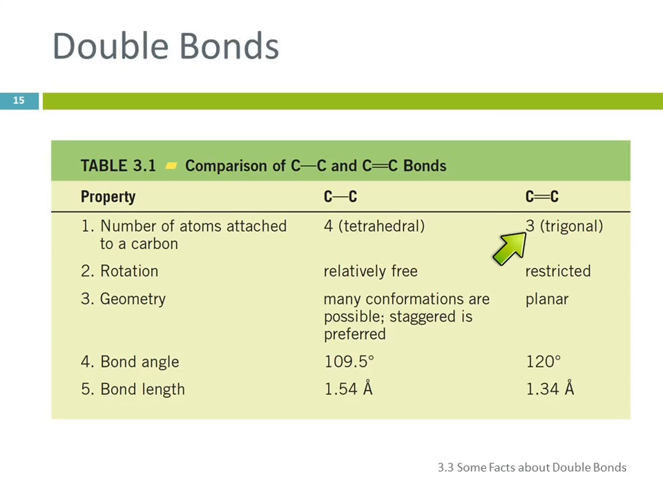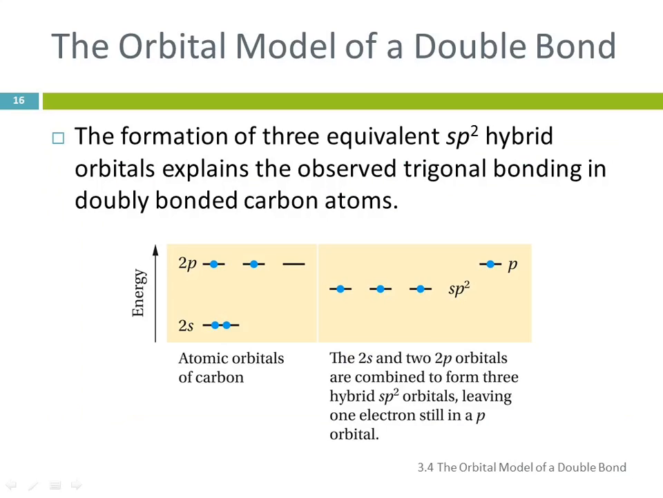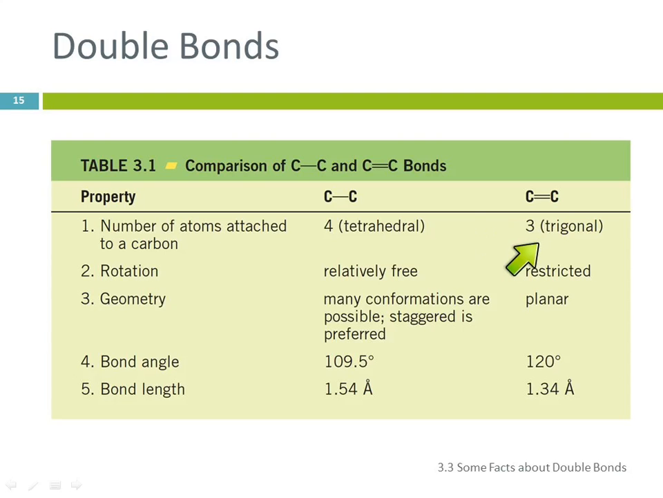Here, if you have a double bond, then it only has 2 other bonds that it can make with something else. So you're going to have 3 things attached to the carbon, and it's going to have a different geometry. It's going to have a trigonal planar geometry.